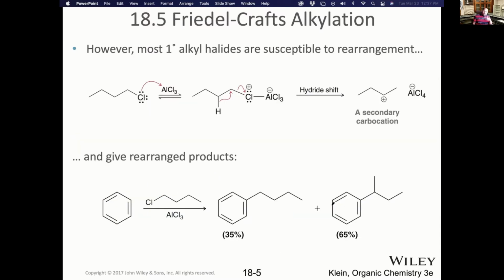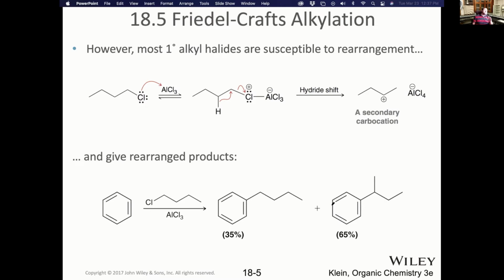Now, while it works well with those smaller ones, particularly ethyl and methyl chloride, or chloroethane and chloromethane, it doesn't work as well for these larger primary alkyl halides. So chlorobutane, etc. When it's 1-chlorobutane, when it's the primary halide.